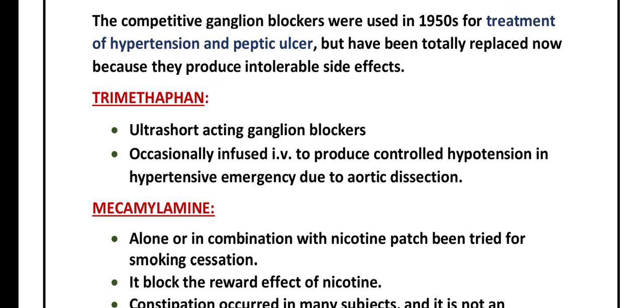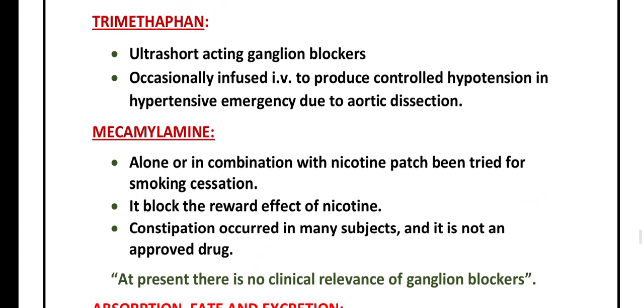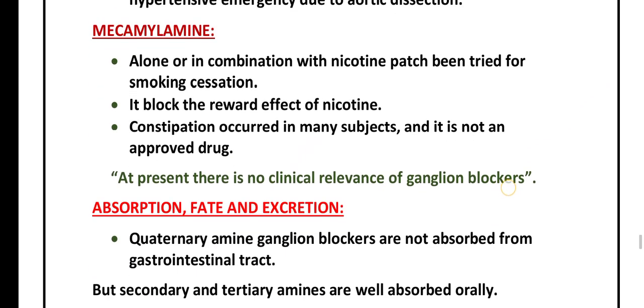The competitive ganglion blockers were used in the 1950s for treatment of hypertension and peptic ulcer, but have been totally replaced now because they produce intolerable side effects. Now we can see the drugs one by one. First drug, trimethaphan. It is an ultra short acting ganglion blocker, and it is occasionally infused intravenously to produce controlled hypotension in hypertensive emergency due to aortic dissection.